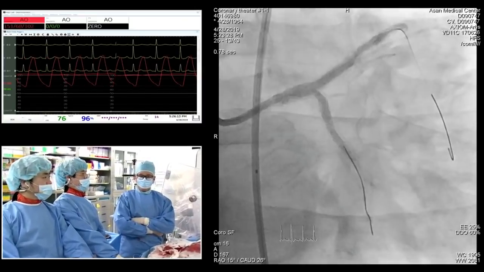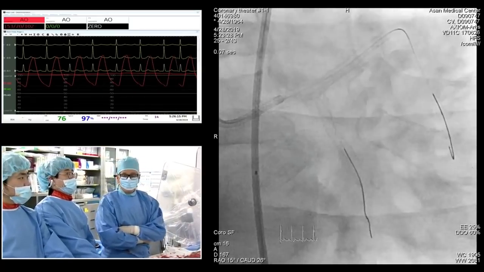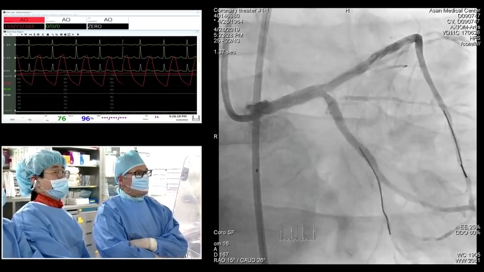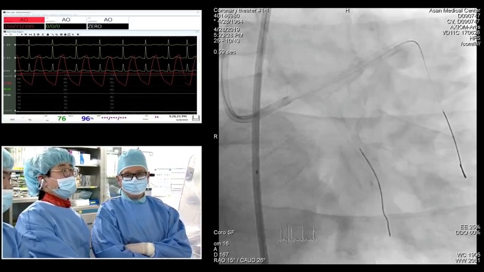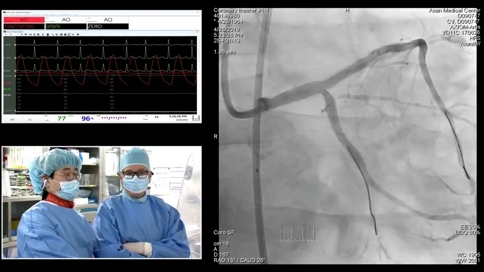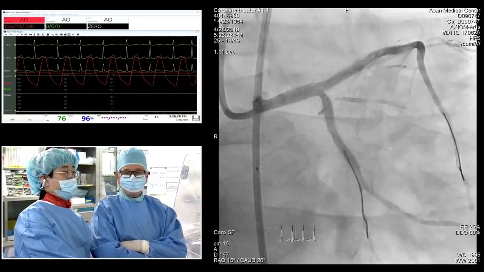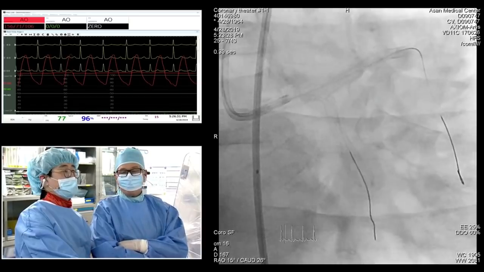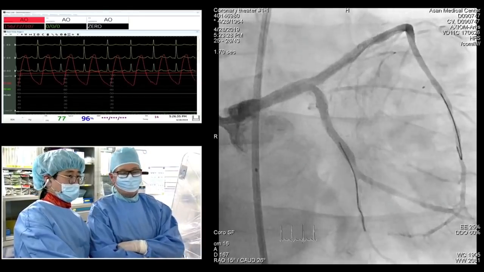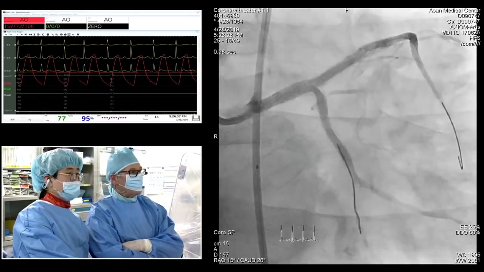I agree. Based on the index, I think it's almost an optimal result. We don't want a perfect dilation of 4 or something like that. However, functionally, I think it's quite enough, a good result. I fully agree with you. I think it's the best that we can do without a stent.